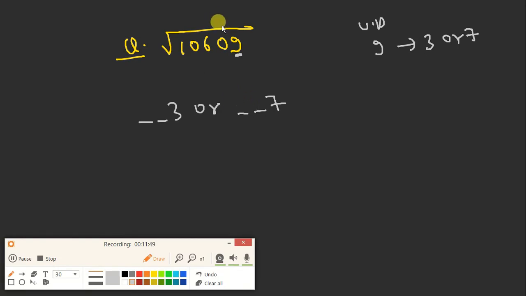Now we are talking about step 2. In step 2, what are we supposed to do? We will make a group of 2 digits from this side and we will leave it. Now we will focus on what is remaining, that is 106. So this 106 comes between what?